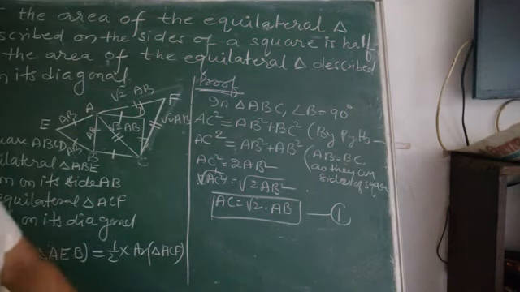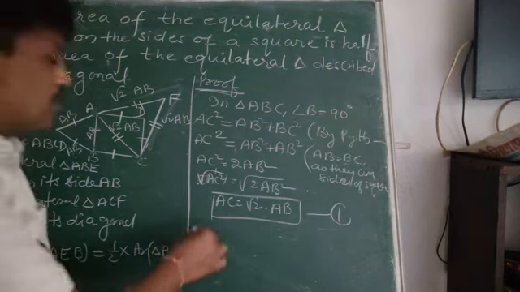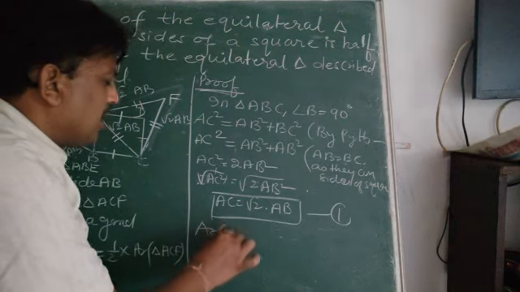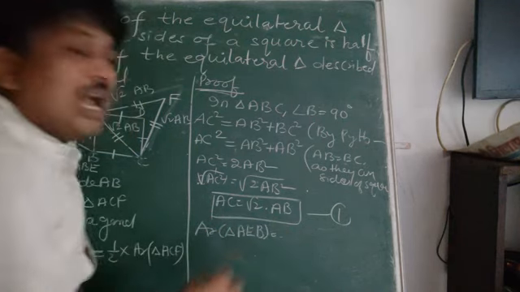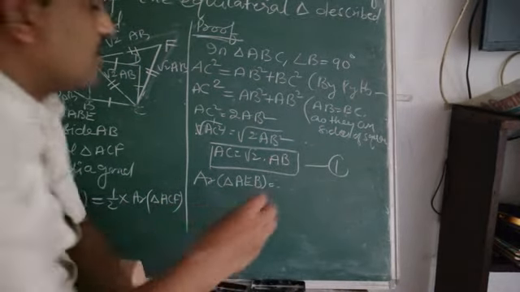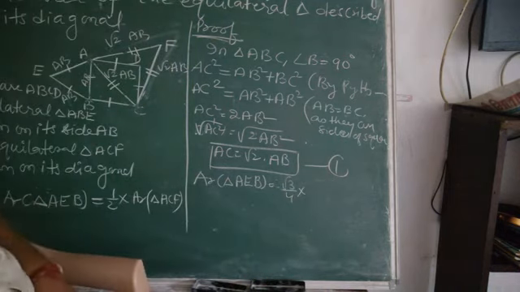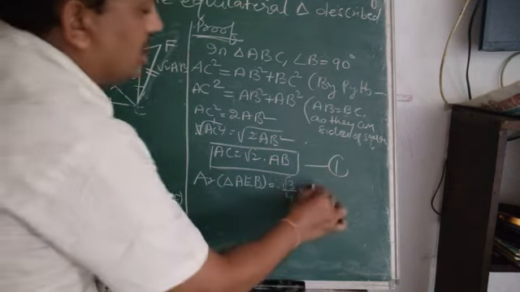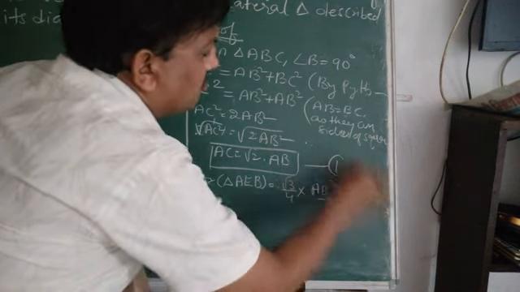Okay, children. Now what you have to find out? What is asked? Area of triangle AEB. So let's check it. Area of triangle AEB is equal to, as it is an equilateral triangle, what is the formula? Root 3 by 4 into side square. What is the side here? AB. AB square. Number 1.